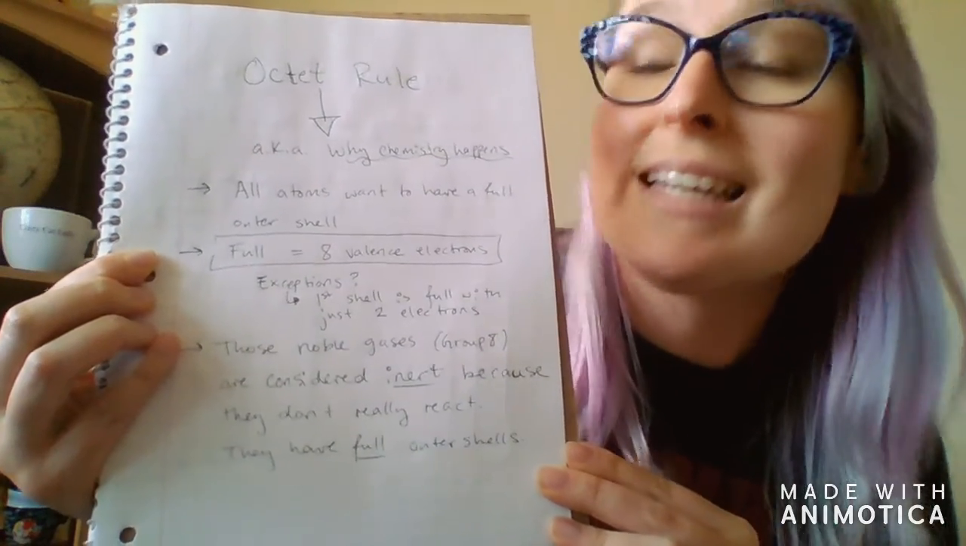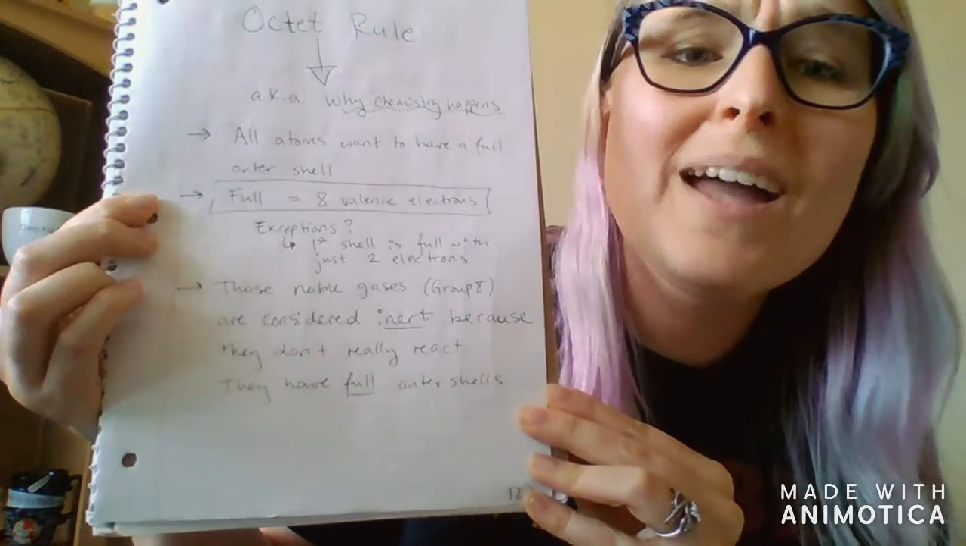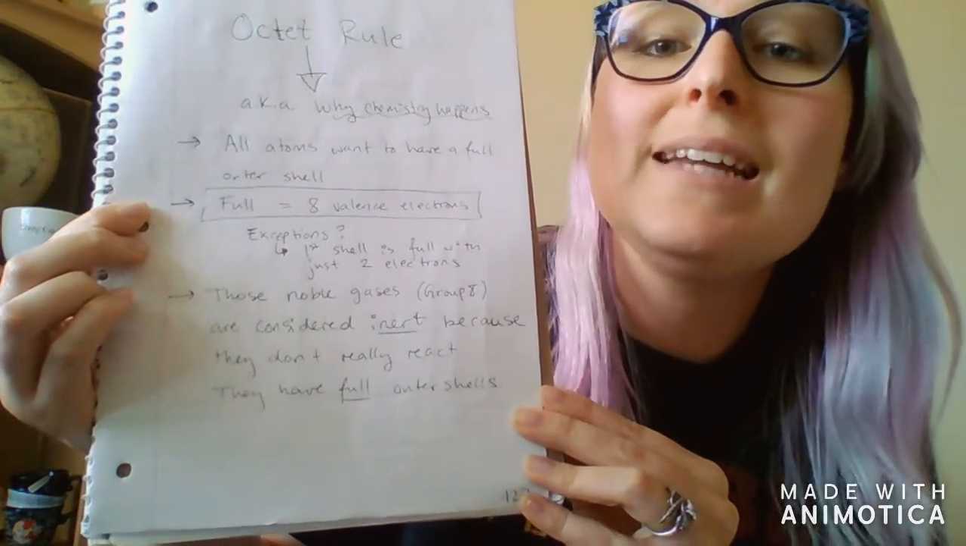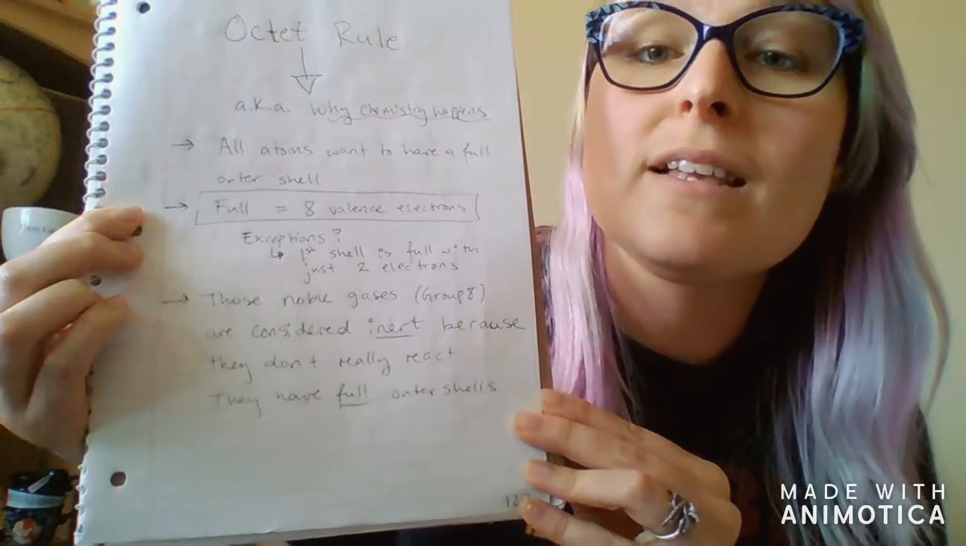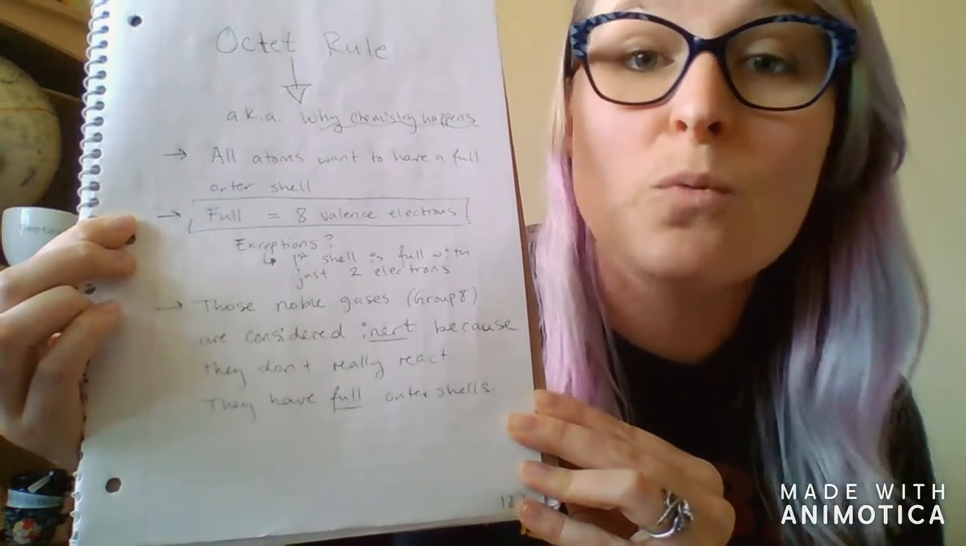Another thing that we just want to note is those noble gases all the way at the end. Those are in column 18, which means they have 8 valence electrons or a full outer shell. So we call them inert because they don't react really with anybody else.